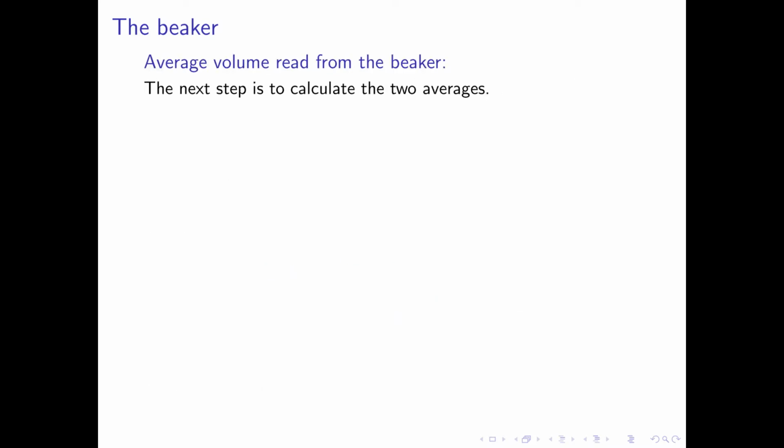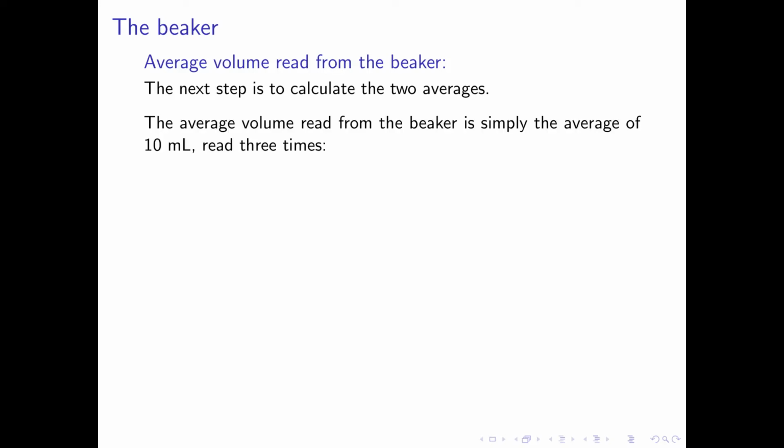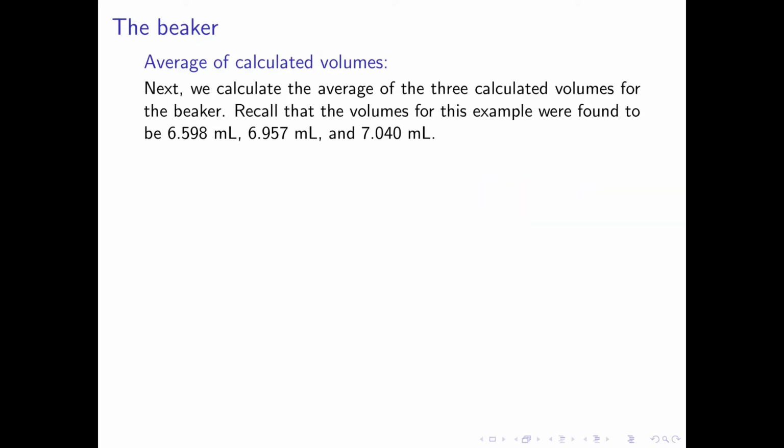Now we need to calculate the average of the volume read from the beaker and the average of the actual delivered volumes. To calculate the average volume read from the beaker, it is simply the average of 10 milliliters read 3 different times, or 10 plus 10 plus 10 milliliters divided by 3, which is equal to 10 milliliters. We can now determine the average of the calculated volumes of water that were delivered.